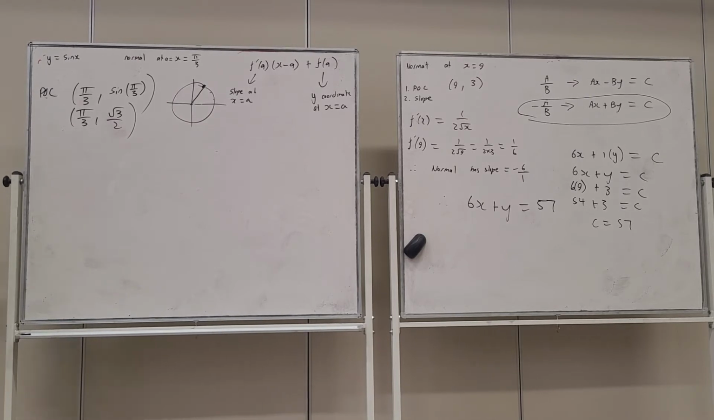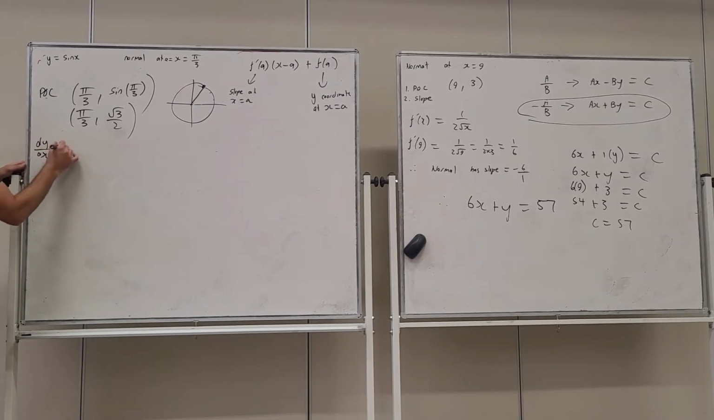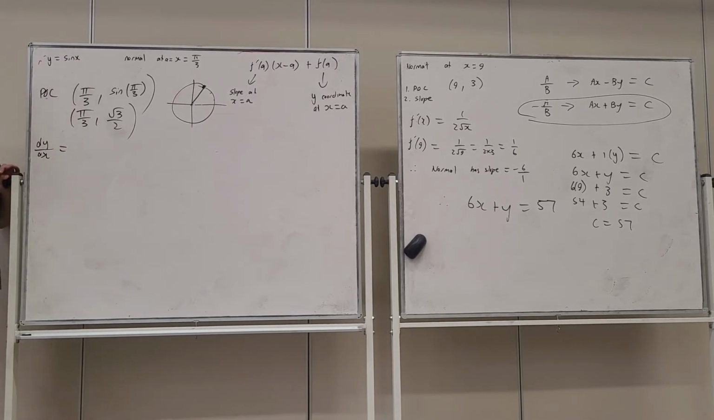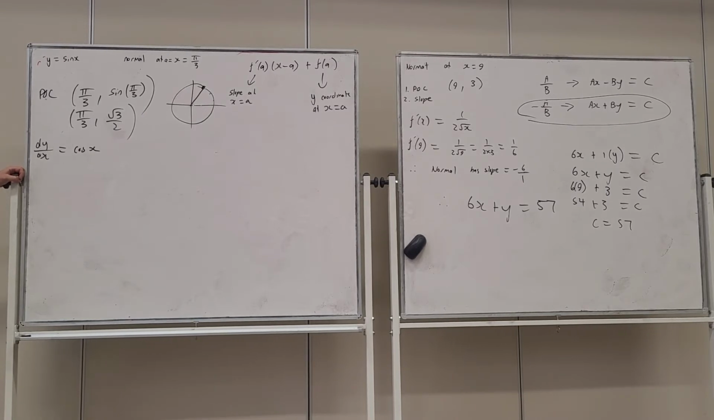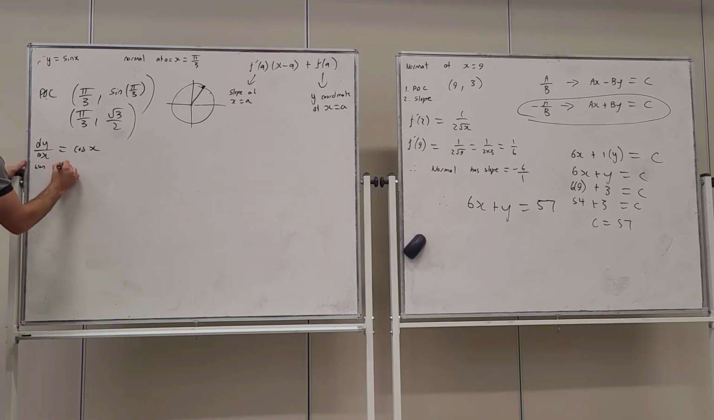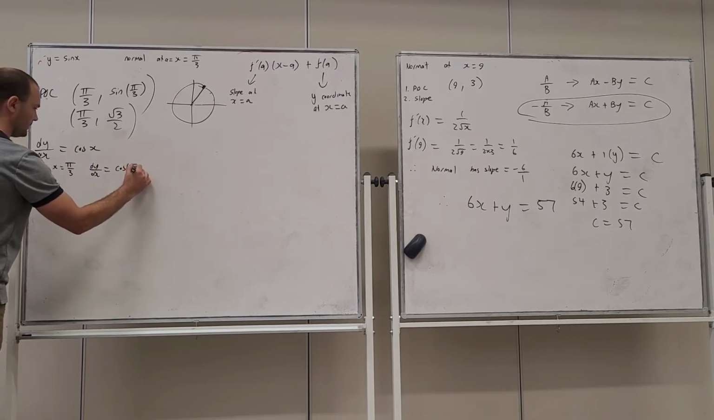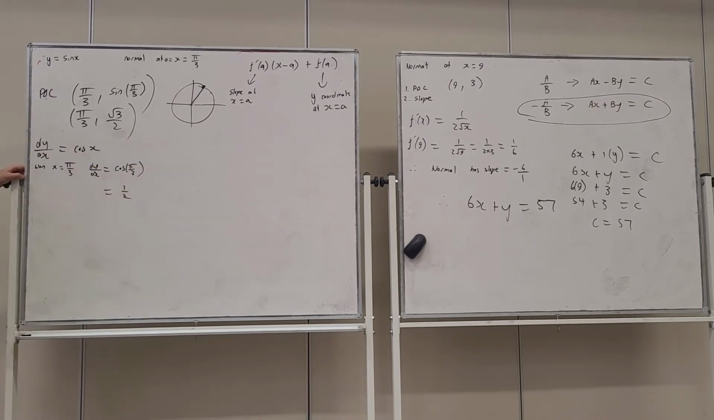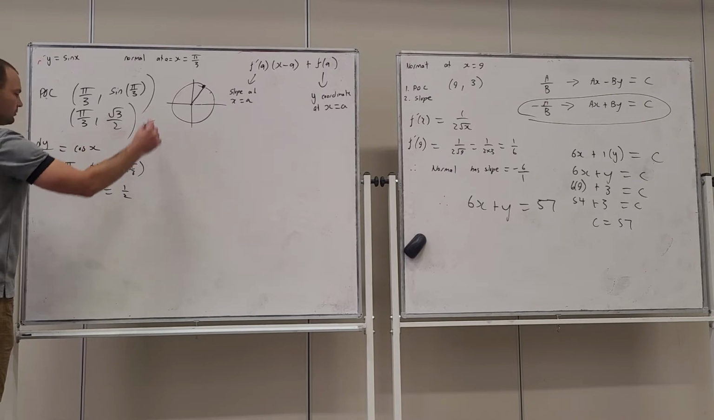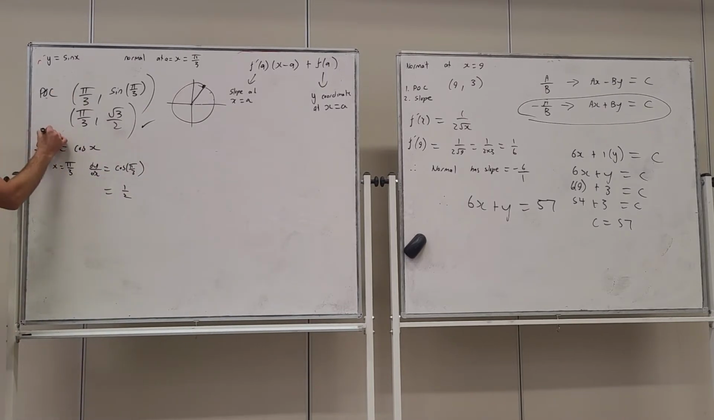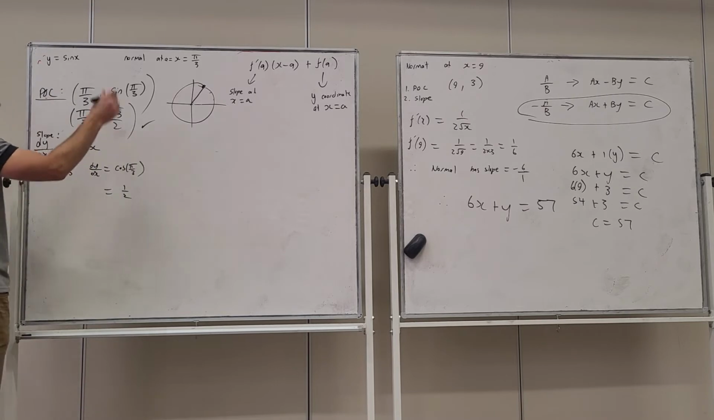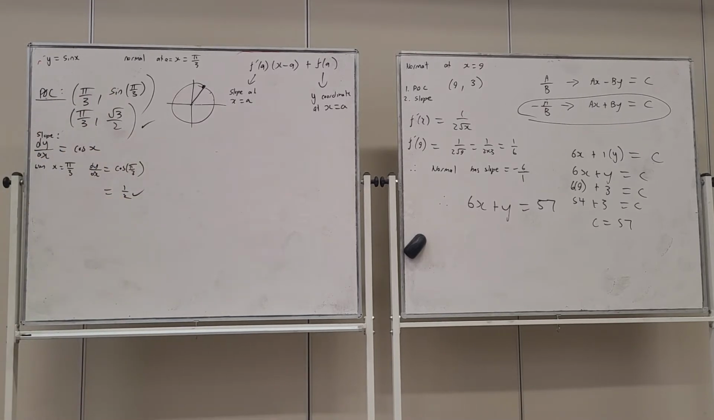Next, we need the slope. In order to find the slope, we need the derivative. The derivative of sine x is cos x. There's our derivative function. And so then, the slope when x is pi on 3 is going to be cos of pi on 3, which is half. So we've got the point of contact, we've got the slope. If it helps, make a list. Point of contact, do a tick. Slope, do a tick. And now let's bring it together.